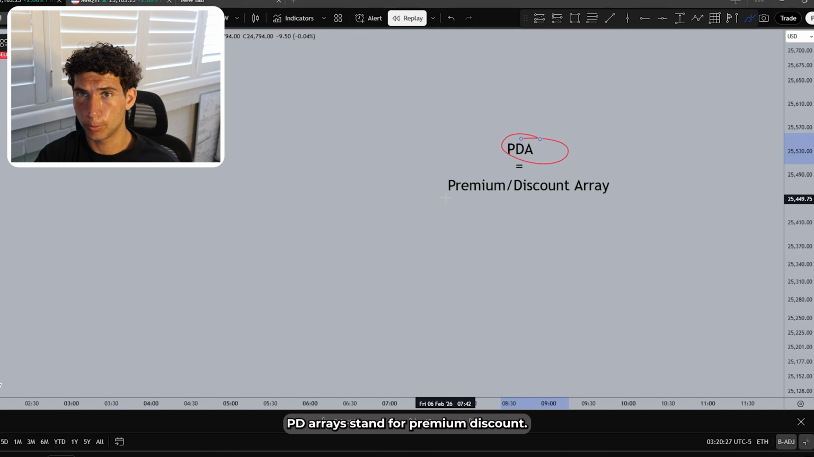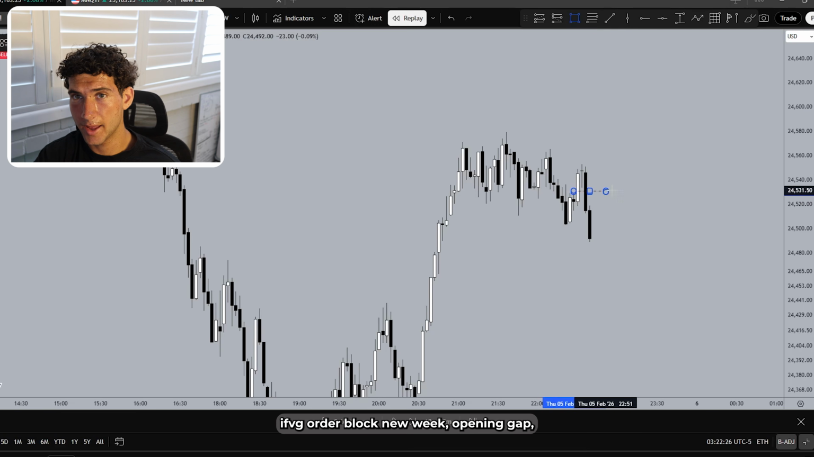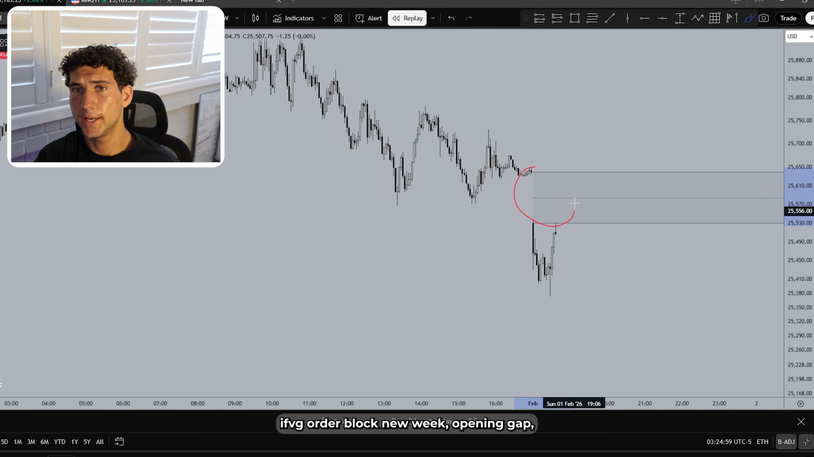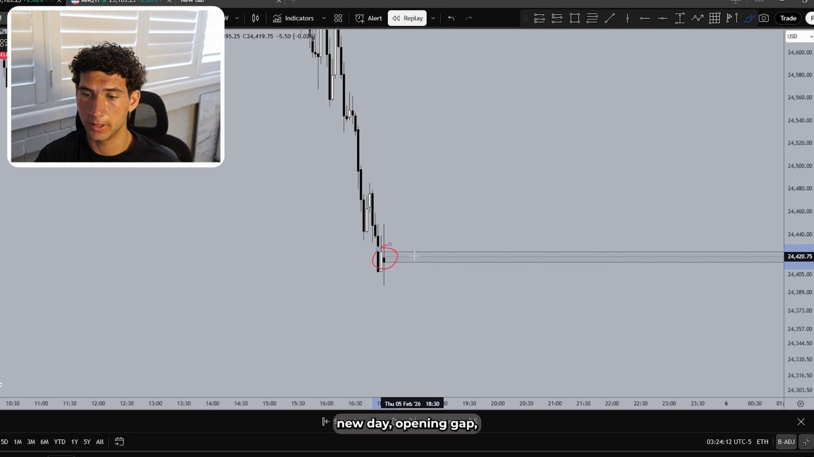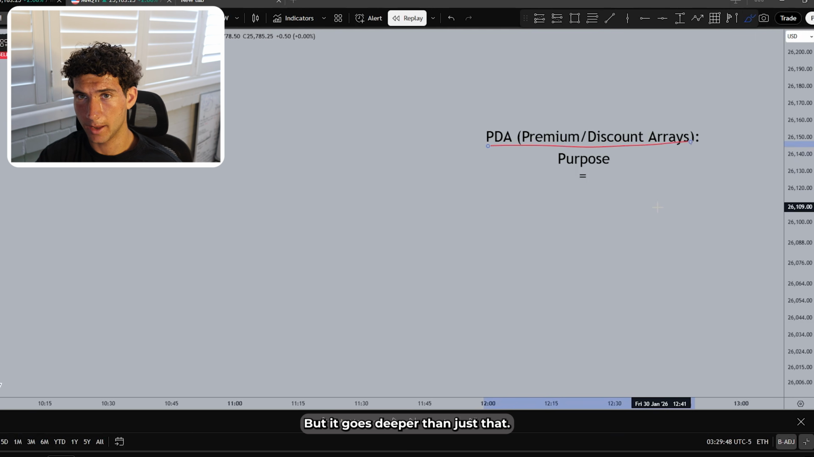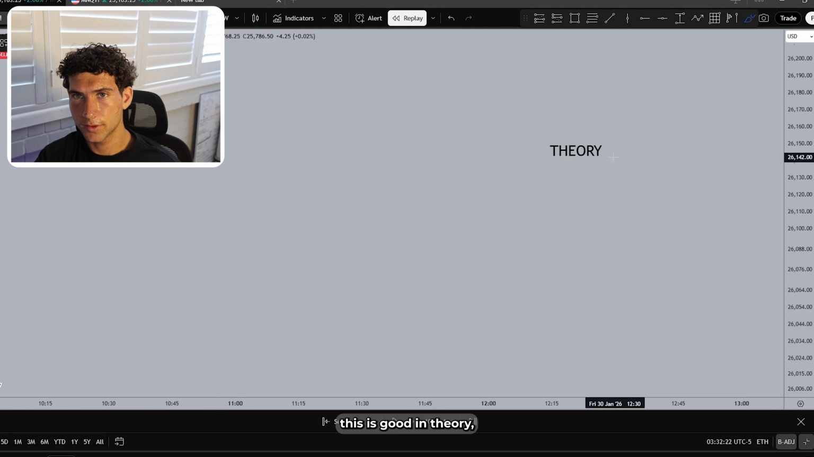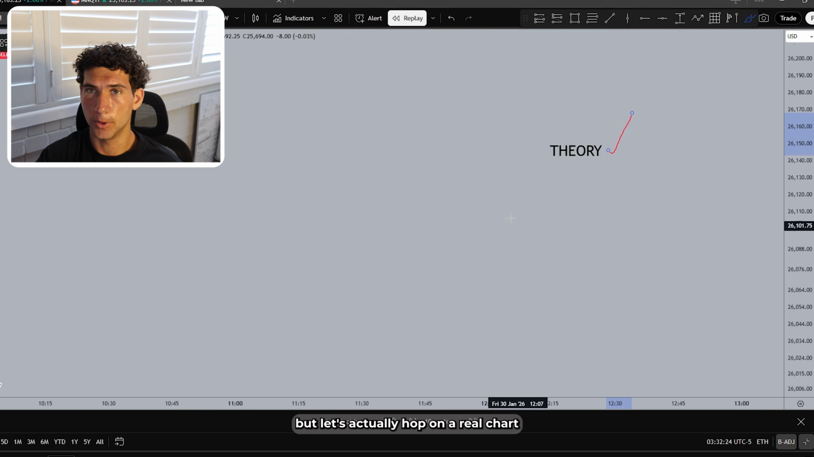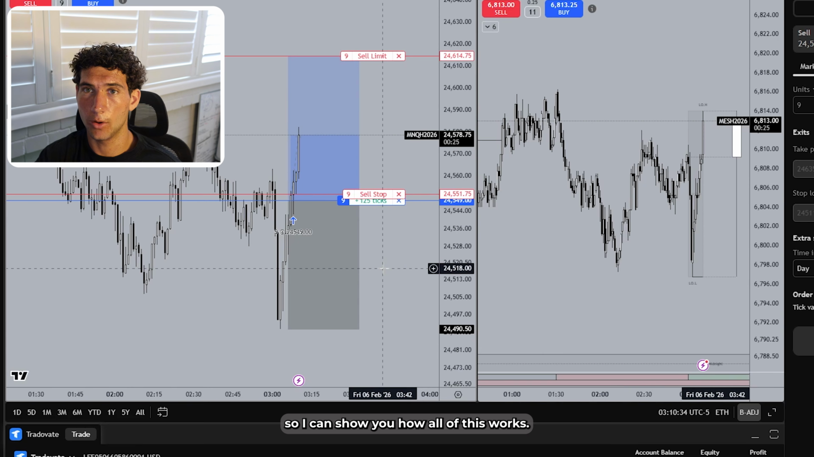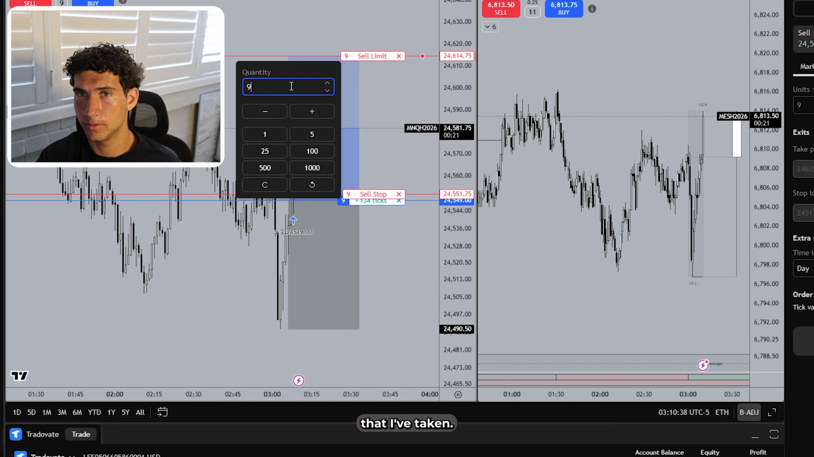PD array stands for premium discount array. These are basically any FVG, high FVG, order block, new week opening gap, new day opening gap, mitigation block, or breaker block. But it goes deeper than just that. Their primary purpose is to move price from either premium to discount or from discount to premium. All this is good in theory, but let's actually hop on a real chart so I can show you how all of this works. We'll also go through some real trades that I've taken.